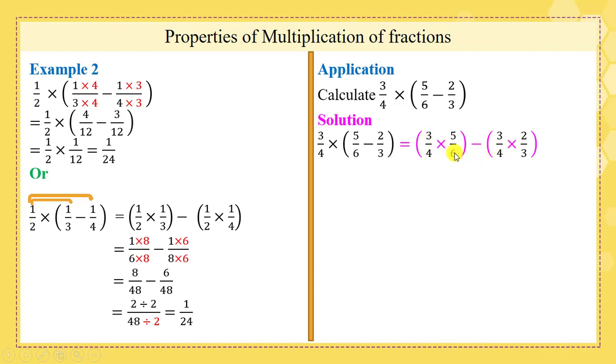3 and 6 are divisible by 3. 3 divided by 3 equals 1. 6 divided by 3 equals 2. Here simplify 3 and 3. 2 and 4 are divisible by 2. 2 divided by 2 equals 1. 4 divided by 2 equals 2.